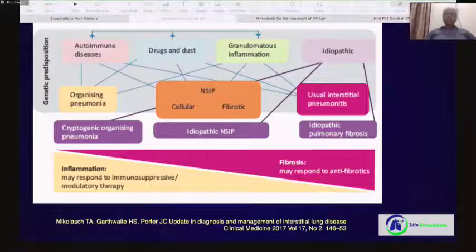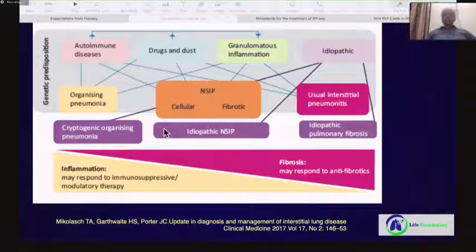And I particularly like this because you can see that any pattern, organizing pneumonia, NSIP, UIP, can all result from all these etiologies. The autoimmune disease, drugs and dust, granulomatous, and can all be idiopathic. On the left extreme, you have cryptogenic organizing pneumonia, which is almost pure inflammation, though it's called organizing, and responds beautifully to immunosuppressive therapy if it's caught early, before extensive fibrosis sets in.